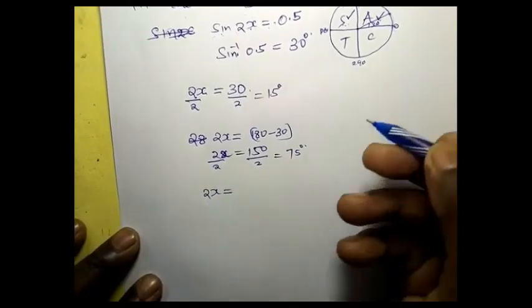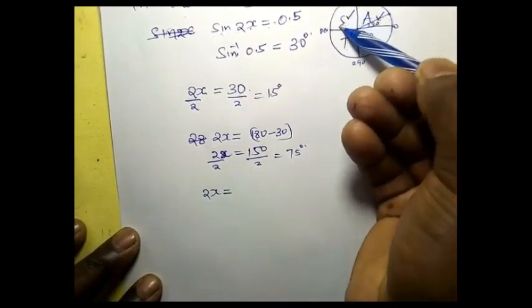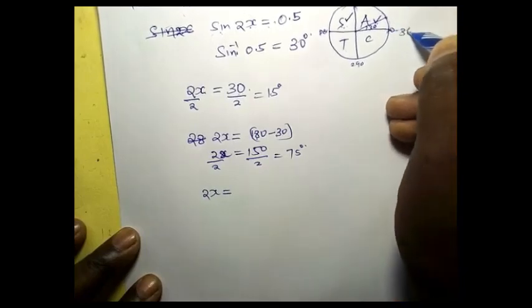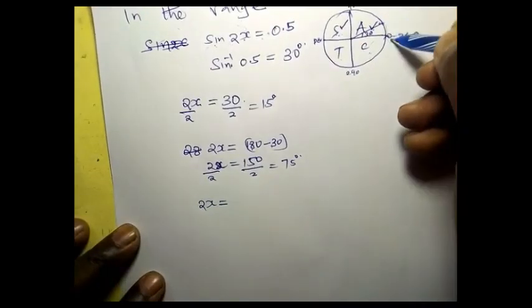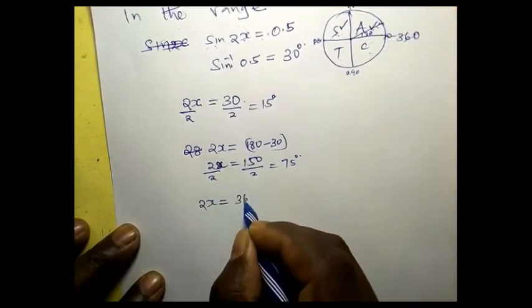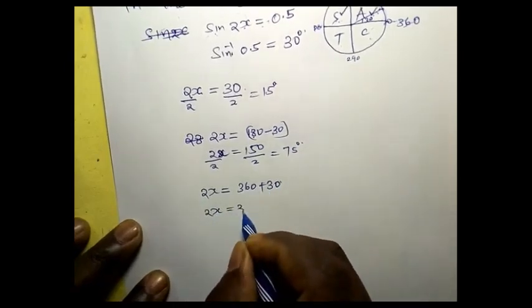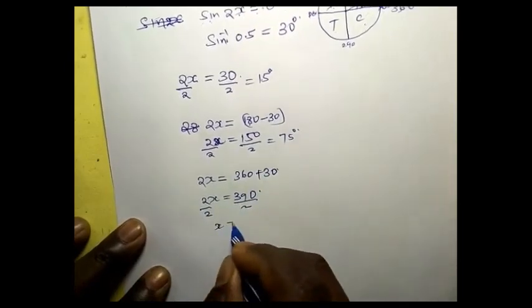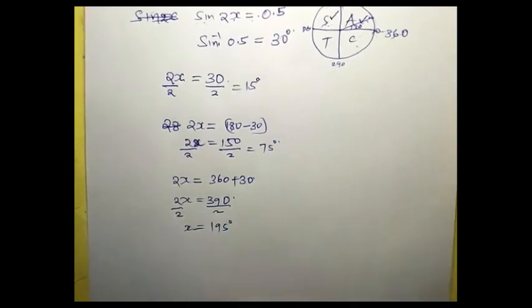Now we have finished this one, so we don't touch here, and we go again up to this point. Once we reach here, we have covered 360 already. So how do we get the angle here? It is 360 plus the acute angle. So we will have 360 plus 30, so 2x equal to 390. So we divide by 2, x equal to 195 degrees.